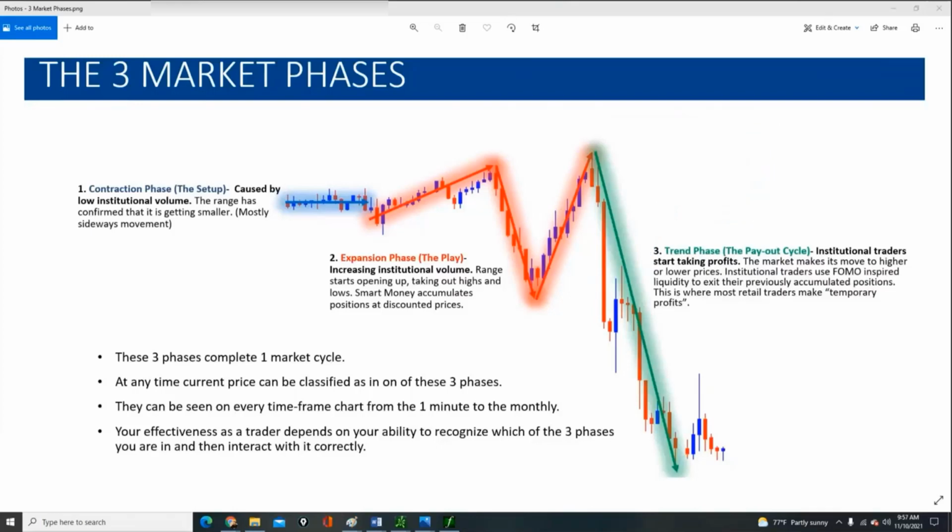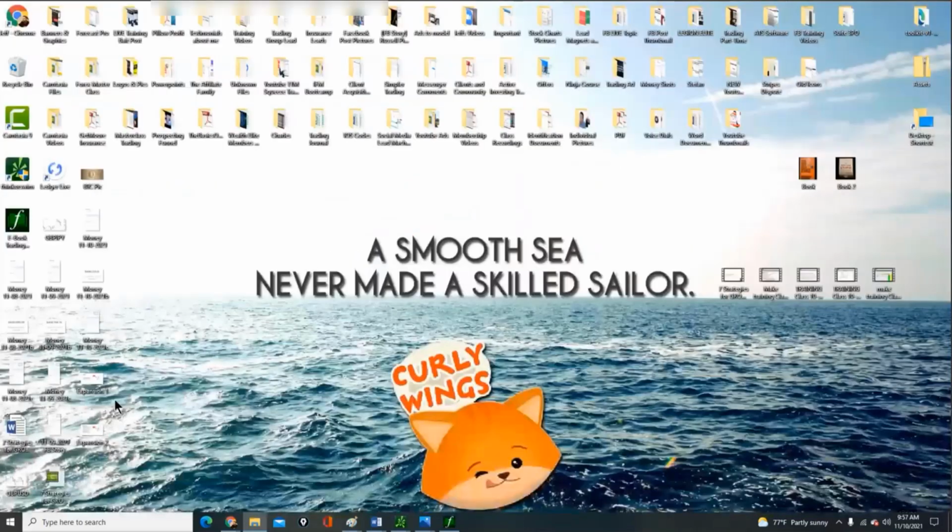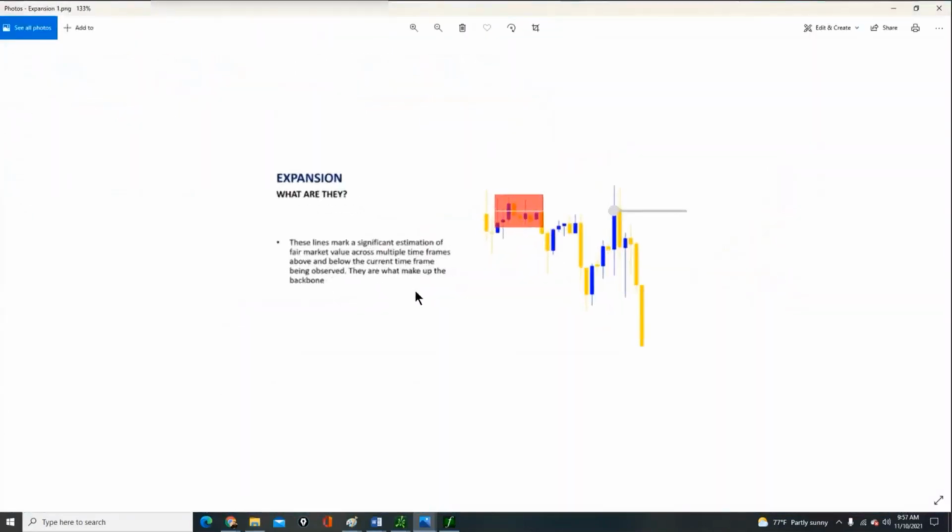So let me pull up some more little charts. I made, let me find it really quickly. I'm looking on the other screen. Okay, let's go, to keep everybody up to date with what's going on. Expansion phase 1. Okay.